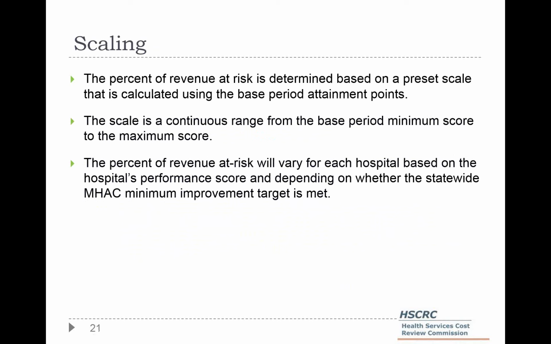So to actually figure out the percent of revenue at risk based upon that final MHAC score, we use a scale that was calculated using the base period attainment points. And I'm going to show you a snapshot of this on the next slide. The scale is a continuous range from the base period's minimum score to the maximum score. Now, there are actually two scales. One is for if we exceed that 8% target, and one is if we do not exceed that.